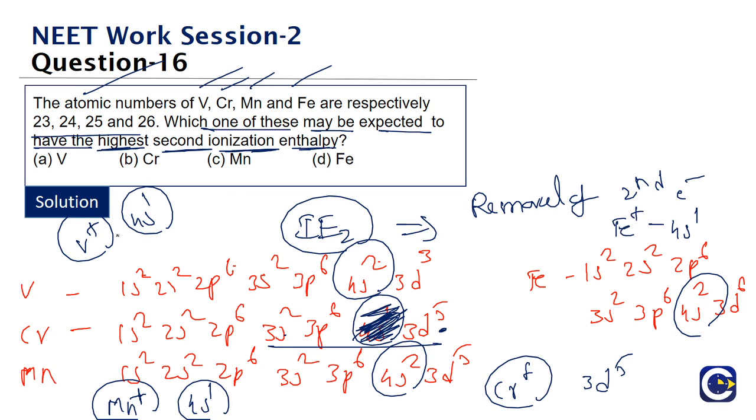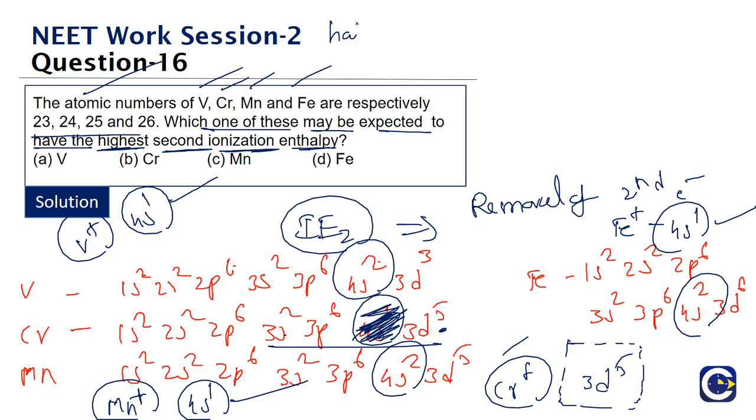In second ionization energy, in case of vanadium we are removing the other electron from 4s1. In case of manganese we will be removing the other electron from 4s1. In case of iron we will remove the other electron from 4s1. But in case of chromium we don't have another electron in 4s. We will have to remove the electron from the 3d5. What is 3d5? Half filled d structure.